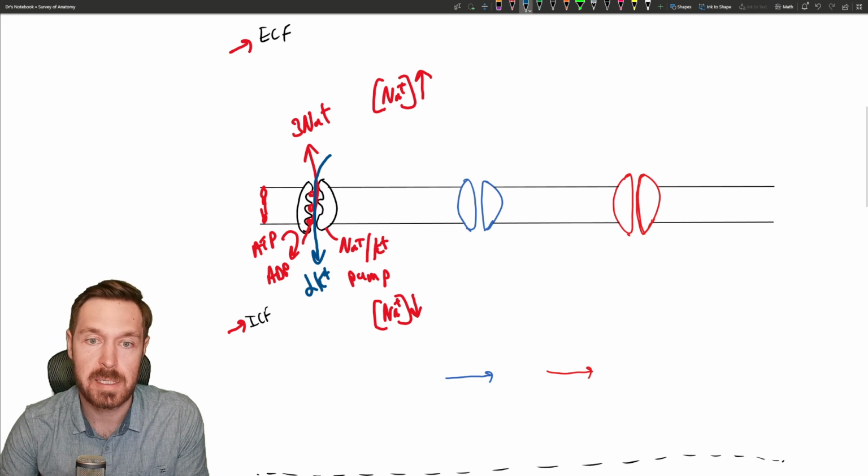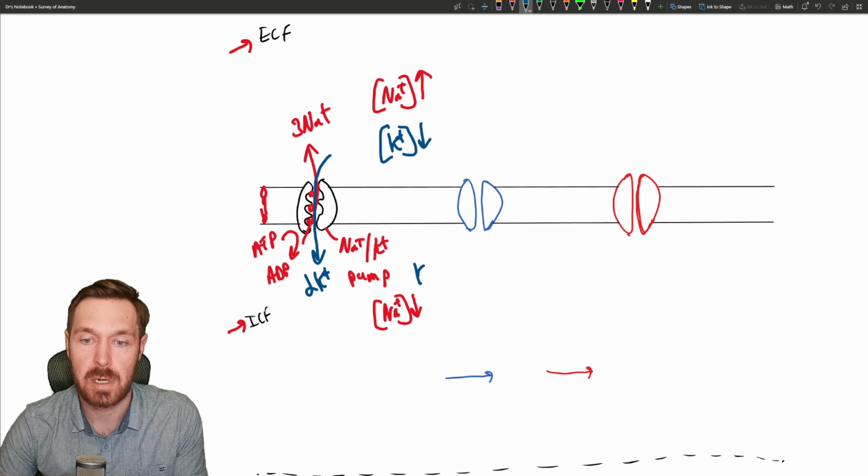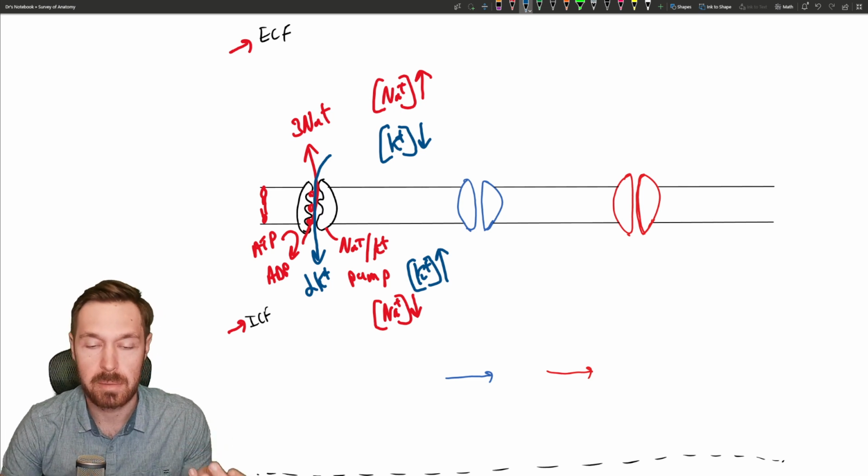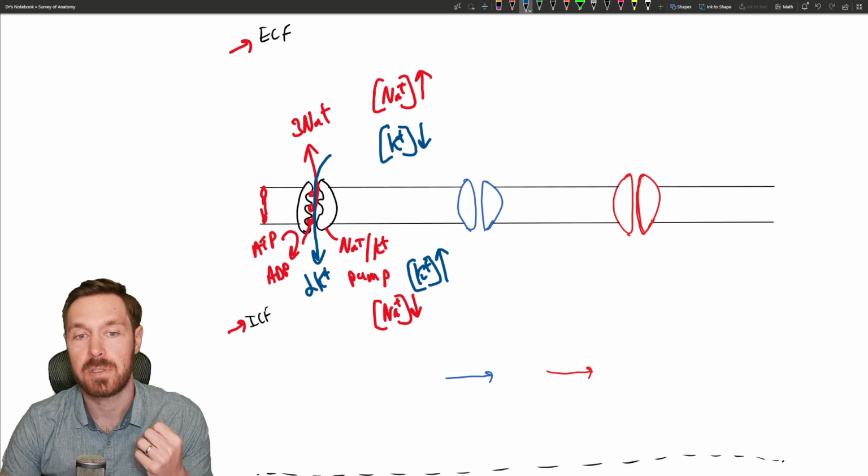Also, if we look at potassium, we're removing it from outside the cell. So the concentration of potassium will be low outside, and the concentration of potassium will be high inside. So that's the chemical gradient that we build. So chemical gradient is the first thing we have.